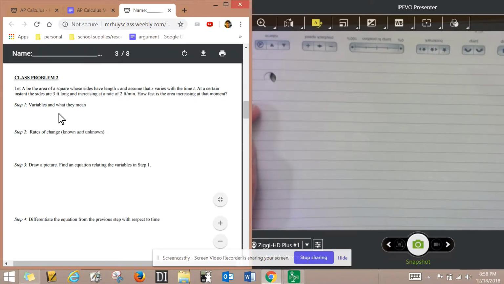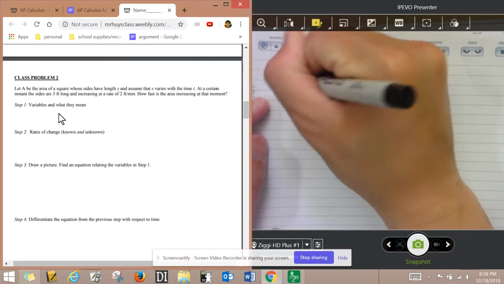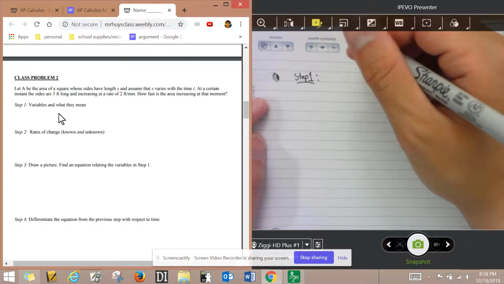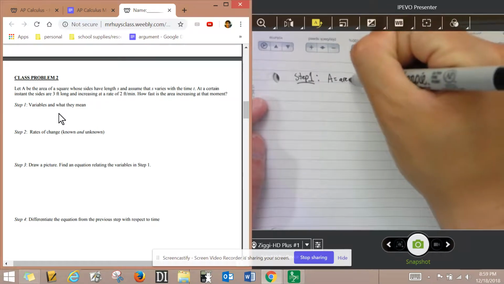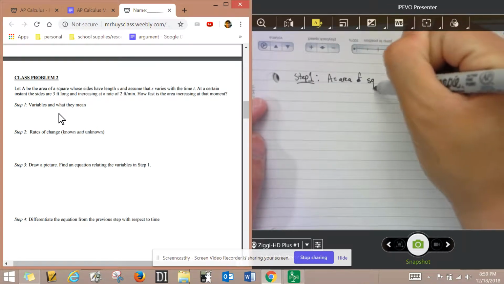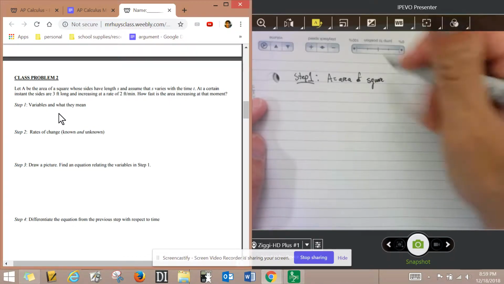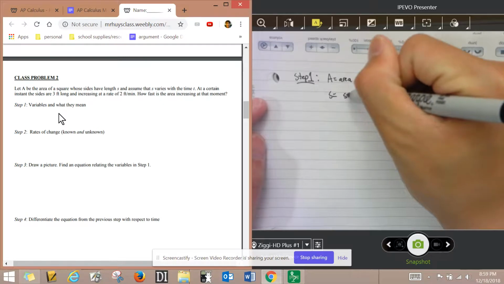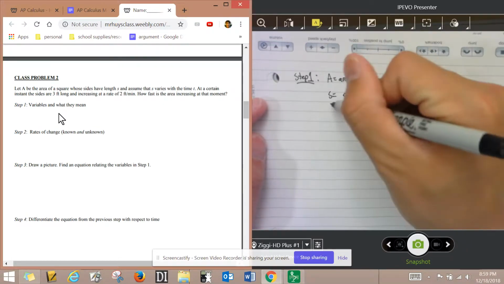Okay, so there are a lot of little things here to take note of. Let's go back to step one. Let's just start with the basics, just the variables. Well, I know I have A for the area of a square, which they don't give you anything for. Then they have s, which is the side of the square. And everything is in regards to t.